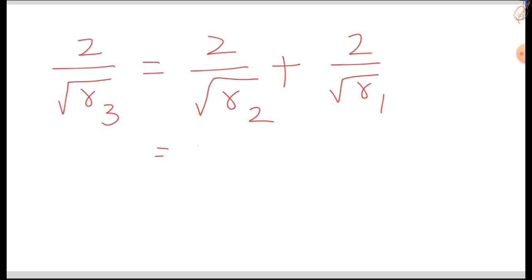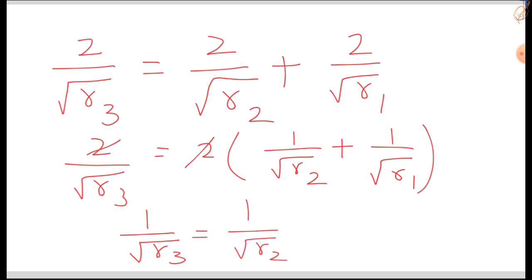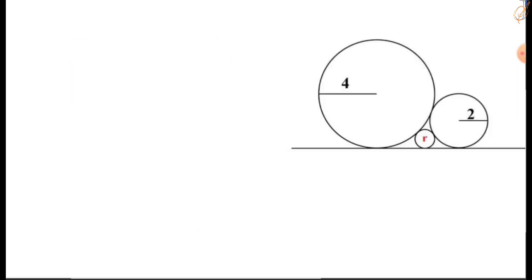On the right hand side, take 2 as common: 1 by square root of R2 plus 1 by square root of R1. On the left, 2 by square root of R3. Here 2 gets cancelled, so 1 by root R3 is equal to 1 by root R2 plus 1 by root R1. This is the relation between the three circles. Now what's our question? Find the radius of the small circle.